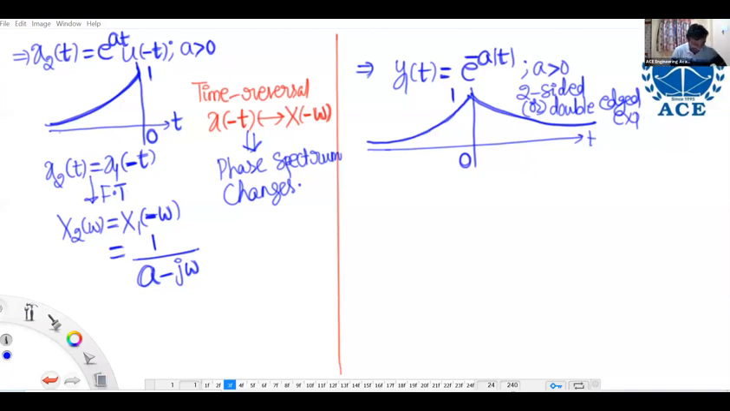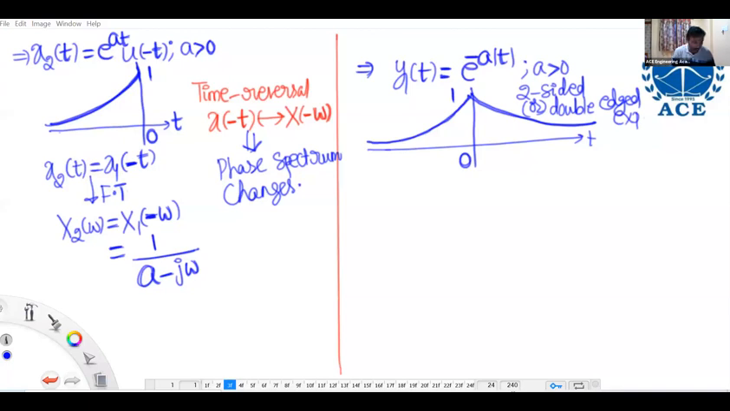Concentrate first. What is the Fourier transform of the first term? Just now we derived 1 by a plus j omega. What is the Fourier transform of the second term? 1 by a minus j omega. After adding them, it becomes 2a by a square plus omega square.